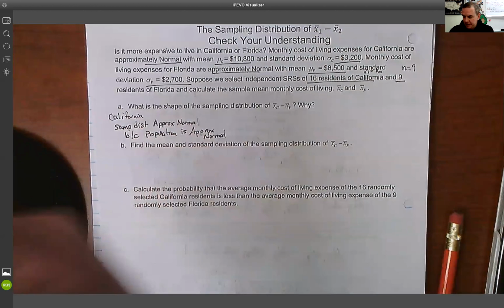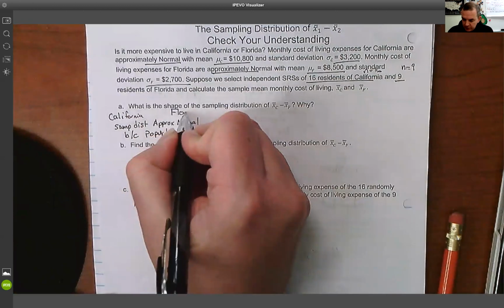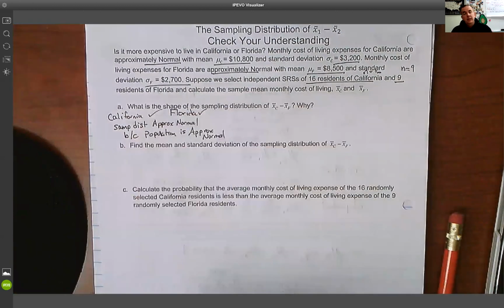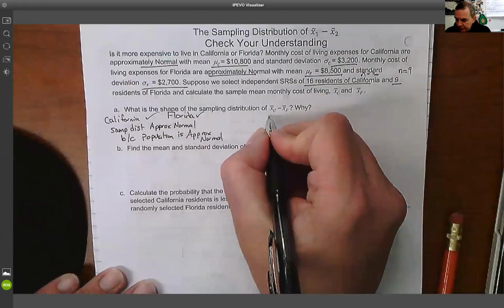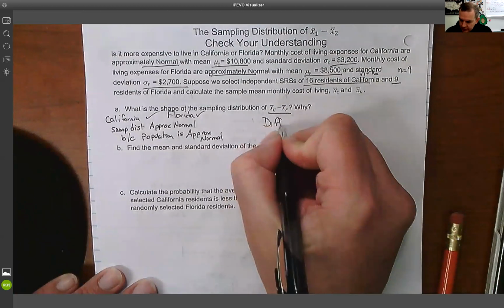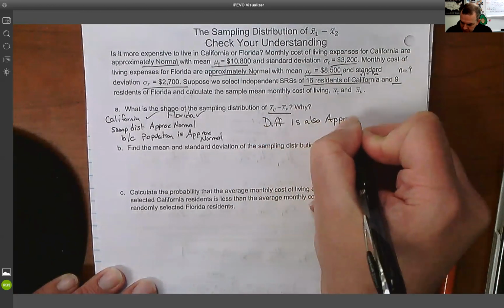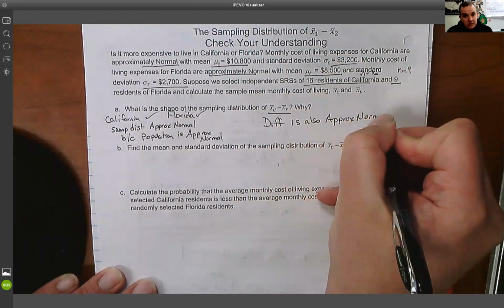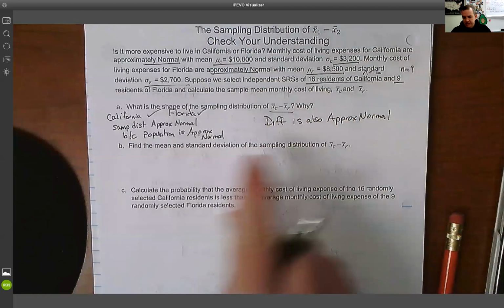And we can say the exact same thing for Florida. Florida says that they are also approximately normal. So for both California and Florida, we meet that check. Any sampling distribution from California would be approximately normal. Any sampling distribution from Florida would be approximately normal. The difference, this x-bar C minus x-bar F, is also going to be approximately normal. If one of them wasn't, then you couldn't say that the difference was.